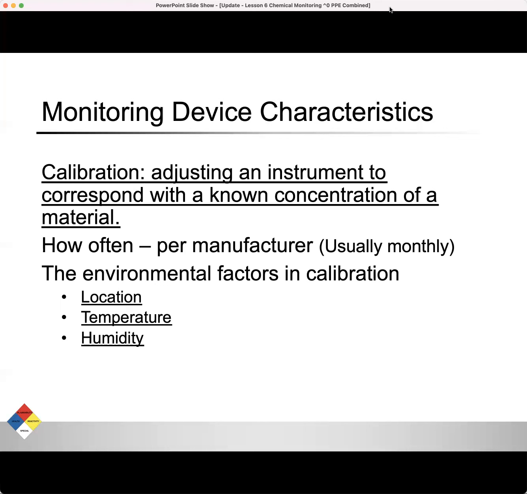Some environmental factors come into play with calibration. They are location. So for us in emergency response, you don't want to calibrate a monitor in a dirty or dusty environment or right next to your vehicle exhaust with it running. Temperature can affect the calibration: air temperature, also the monitor temperature, the gas temperature, and the humidity. When you calibrate, you need to know what the manufacturer of the monitor specifies for the temperature and the humidity ranges.